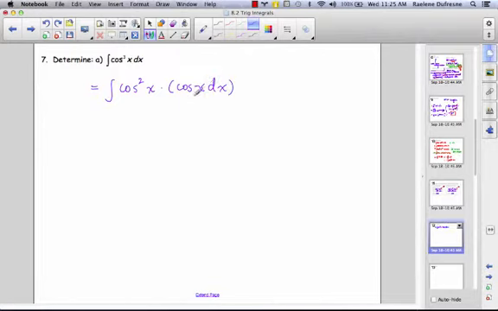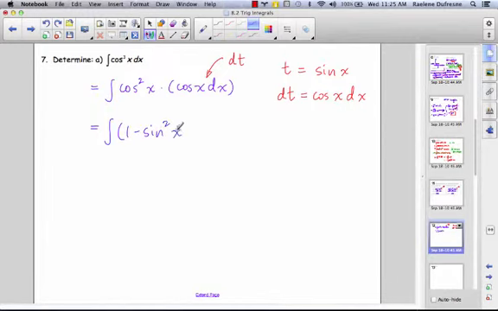You don't need to memorize the previous table of approaches, but we can recognize that if this is going to be dt, then for our method of substitution, we really want t to equal sine of x. The problem is we don't have a sine of x, but we do if we use the Pythagorean identity, that cosine squared x is 1 minus sine squared x. And from here, we can do the substitution that t is equal to sine x. So we get 1 minus t squared times dt, which is now a basic antiderivative.